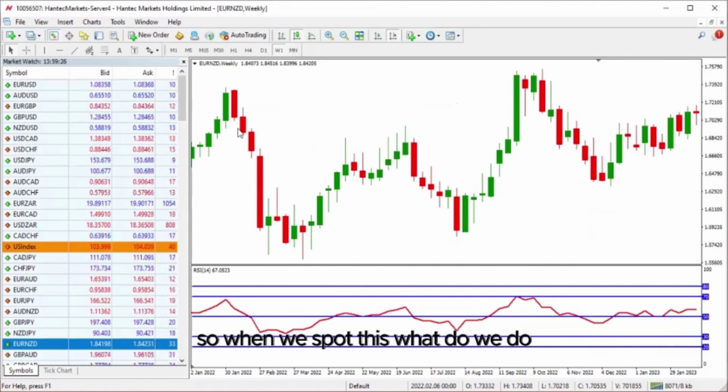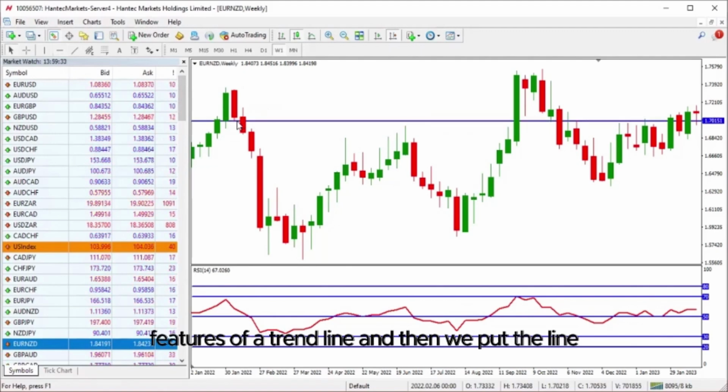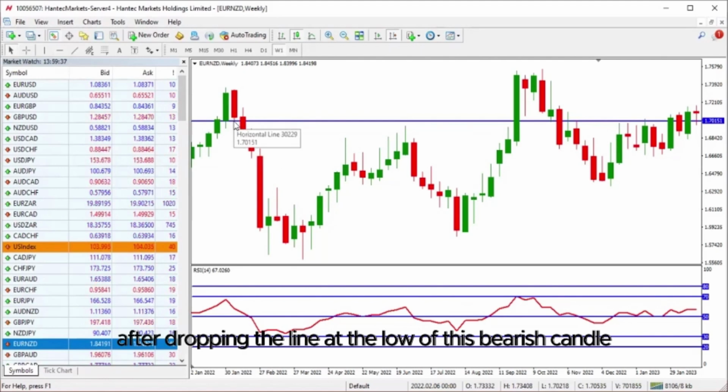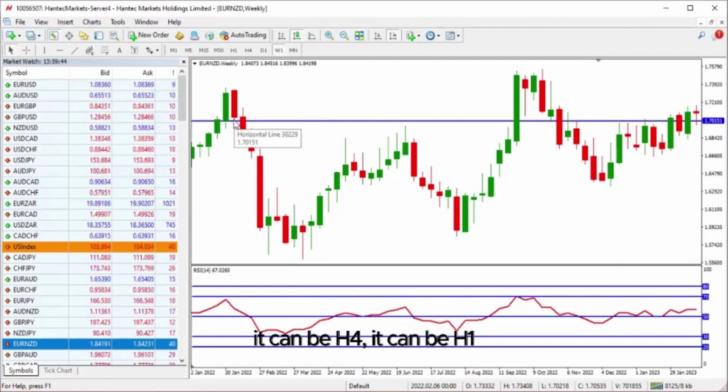So when we spot this, what do we do? We pick a line, horizontal line preferably, because this market did not give us features of a trend line. And then we put the line at the low of this bearish candle. After dropping the line at the low of this bearish candle, we narrow it down. We go to a smaller time frame, smaller than this. It can be daily, it can be H4, it can be H1, it can be any time frame that you like, depending on what you want.